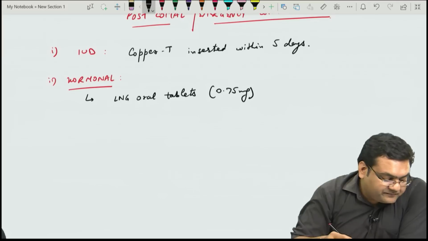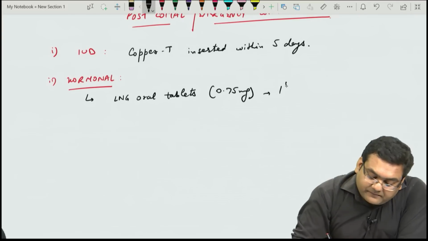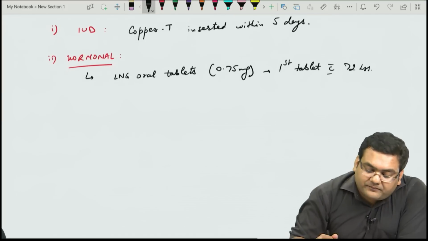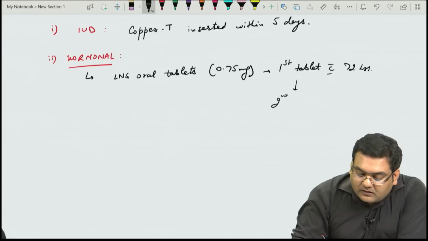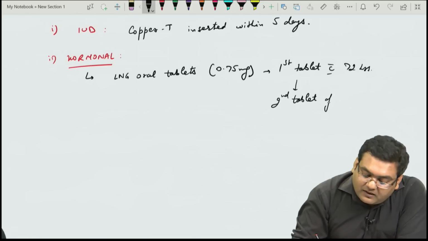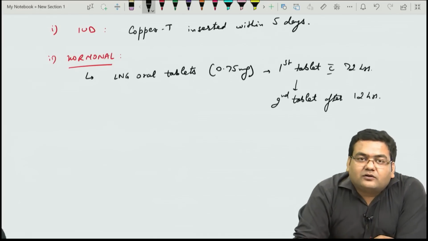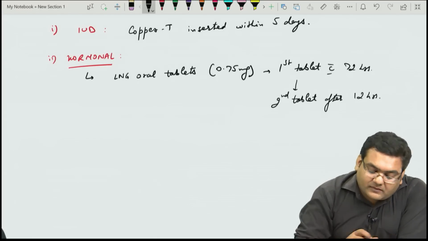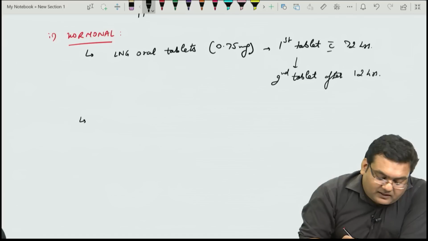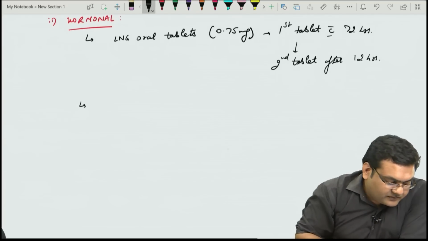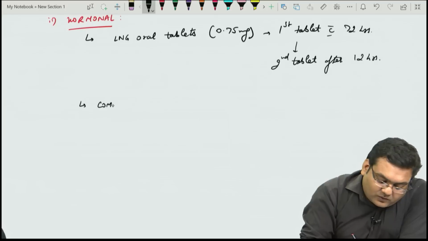0.75 milligram first tablet within 72 hours of an unprotected intercourse, followed by second tablet after 12 hours of the first tablet. Second method is using your combined OCPs.